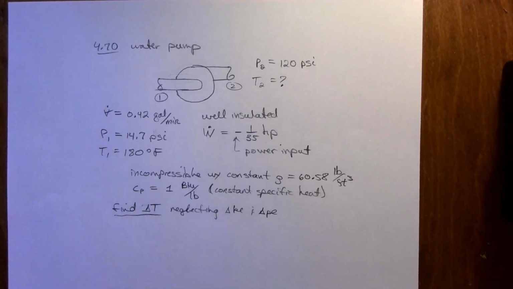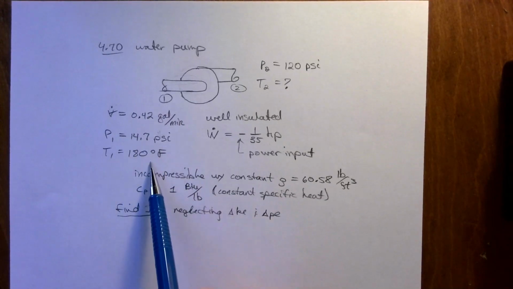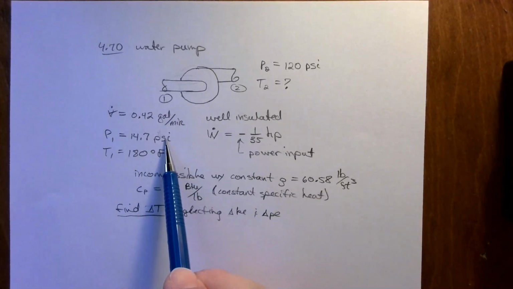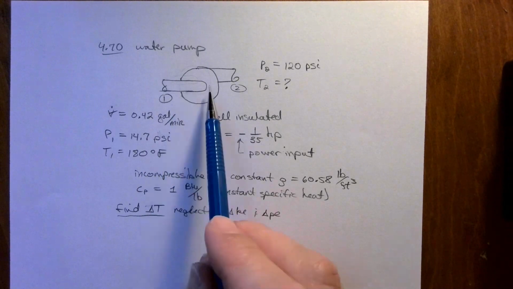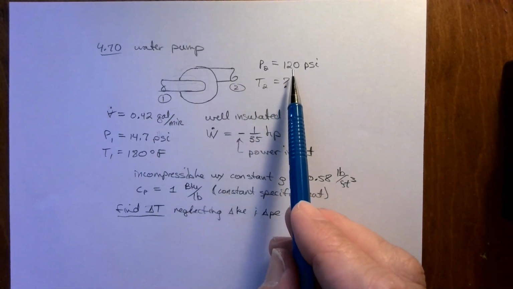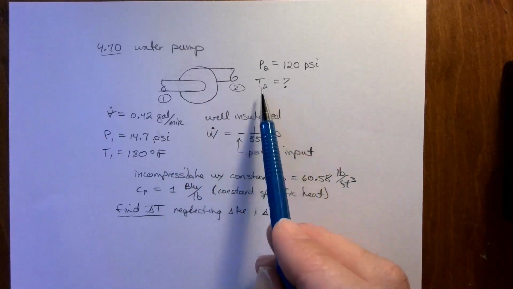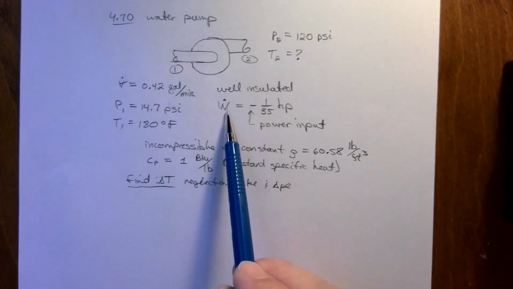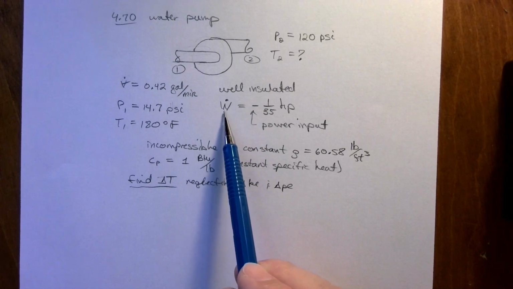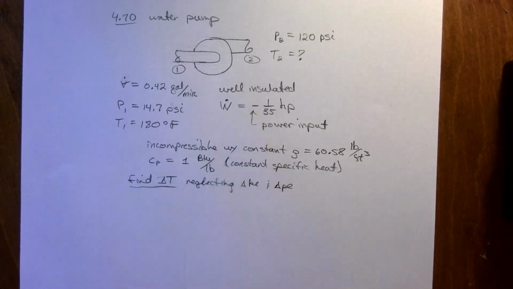Lastly, let's set up problem 70, a water pump. They give us the state coming in, the pressure and the temperature is given. So 1 atmosphere pressure, 14.7 psi, comes in at 180 degrees Fahrenheit, so it's hot water. It goes out, the pump increases the pressure from atmospheric pressure to 120 psi. And the question is, what's the temperature at the exit? They give us that the pump is well insulated, and they give us the power input to the pump is 1/35 horsepower. So it's a fraction of a horsepower. And since it's an input to the pump, the power is going to be an input. That would be a negative number.